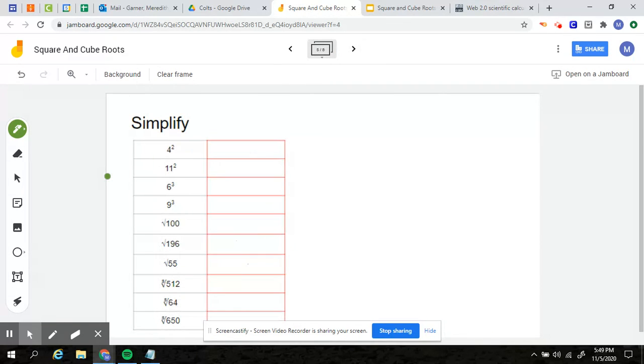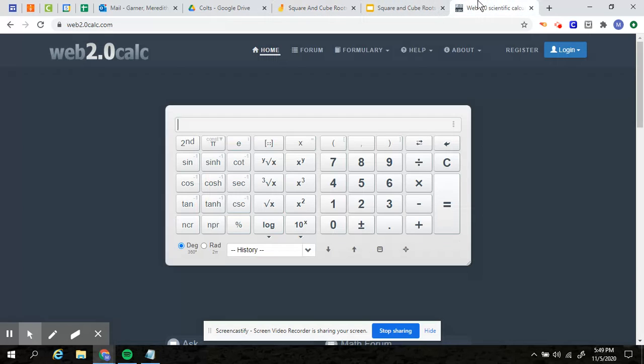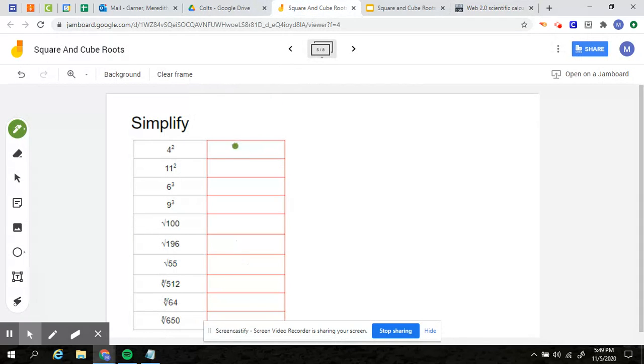So on this first slide, we are just going over how to find our numerical values when we have squares, cubes, square roots, and cube roots. So for instance, 4 squared, obviously we know that's 4 times 4, which equals 16. But if I were to solve it on this calculator, I would press 4 and then that x squared button, and you will see it also gives me that answer of 16.